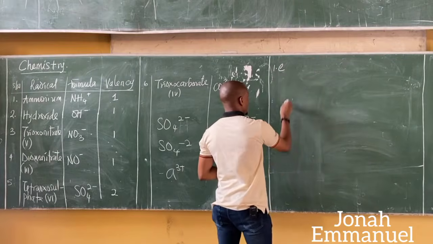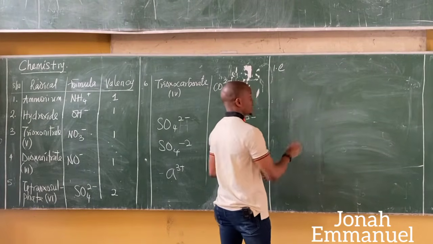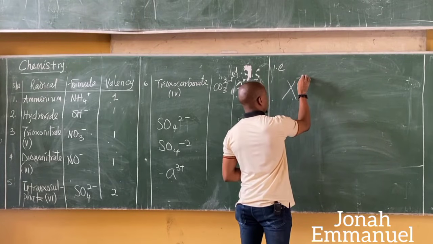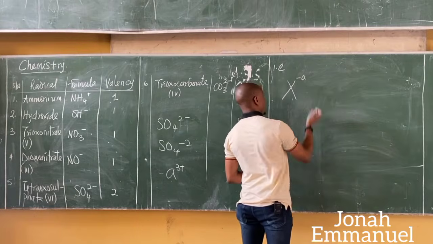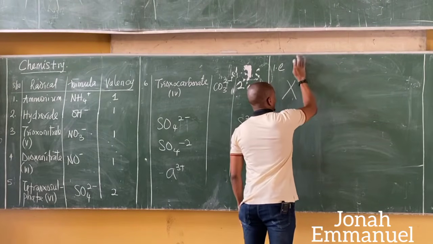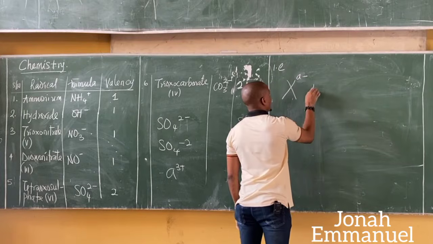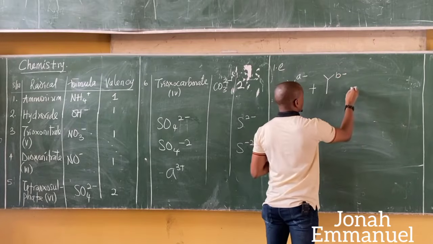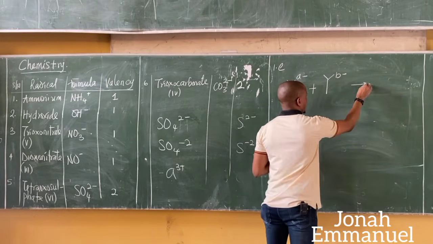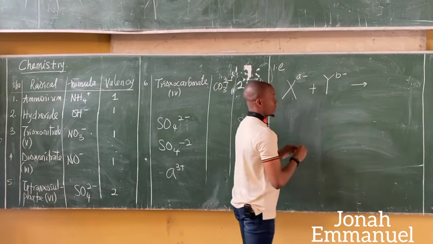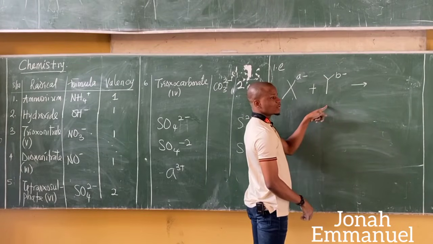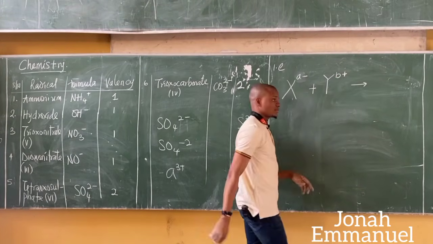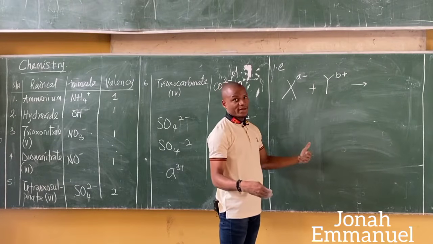Look at this. If I have a compound, an element X having a charge of A minus, combined with the other element Y having B minus, to form a compound. What will happen here? Can these two combine? No. Why? Same charge. You can only combine them on opposite charges. So opposite charges, minus and plus, can combine.